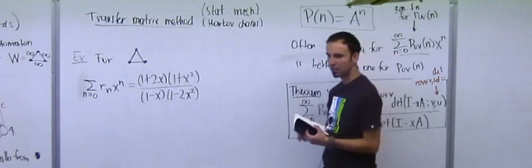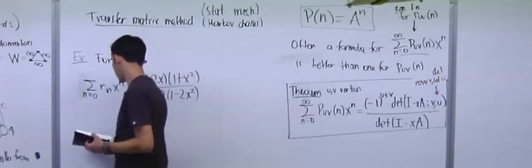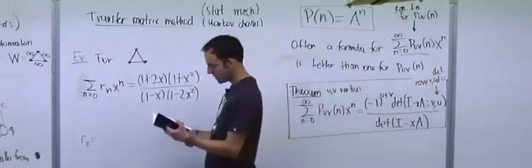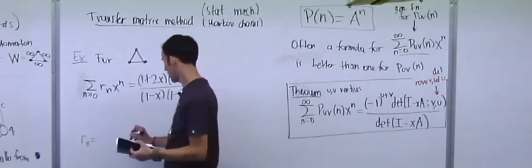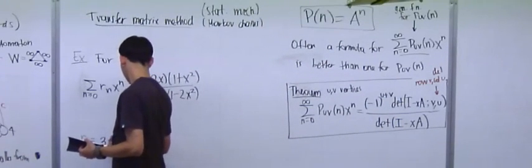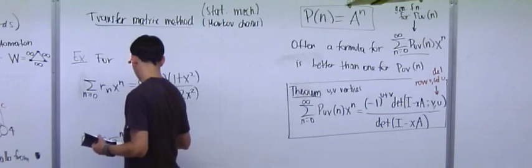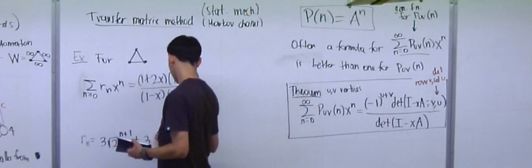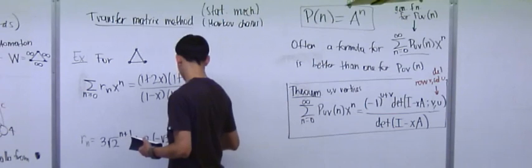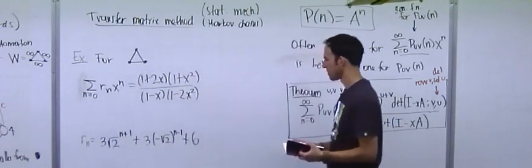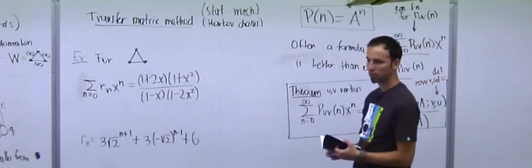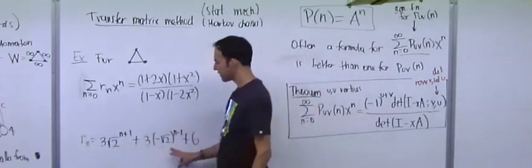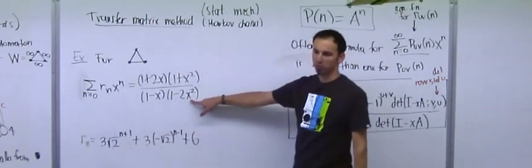Now, I would like you to compare this with the formula for R sub n. If you multiply this out, you get something that looks like this. Where do these square root of 2 and negative square root of 2 come from? They're the roots of this polynomial.